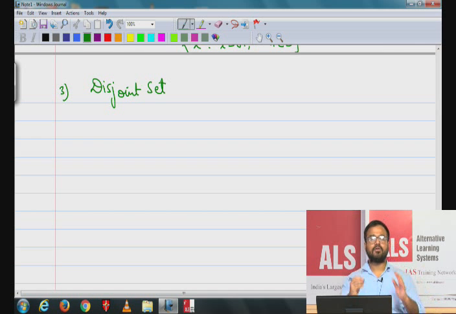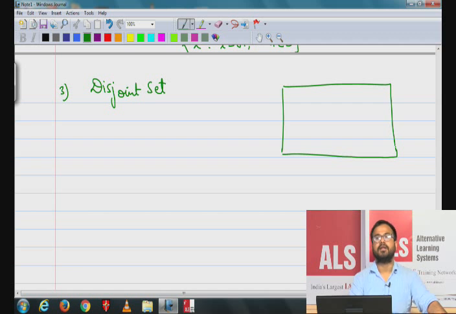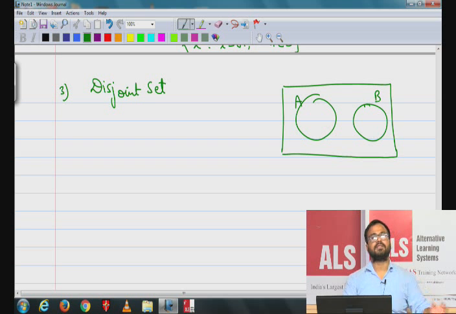Okay, now third point. We have done union of sets, we have done intersection of sets. The third one is the disjoint set. Disjoint set means if there are two sets and there is nothing common between both of them, like in the Venn diagram we discussed, the third case, there are two sets with nothing in common. So set A is this and this is set B. You can see there is no common thing in both of them. It means if we take the intersection of both of them, there will be no element.